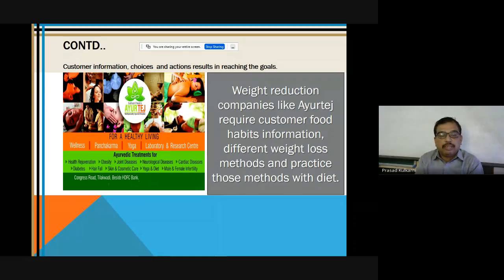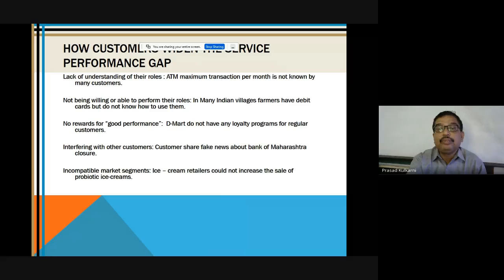Here, customer information about their food and diet is necessary, and choice of a method is necessary, and I have to show the result of how much weight you are reducing because of these methods.